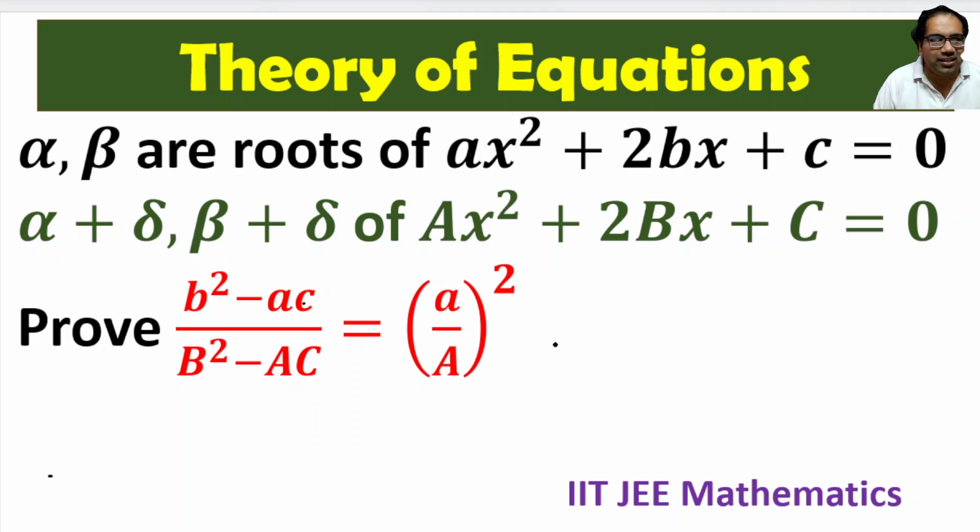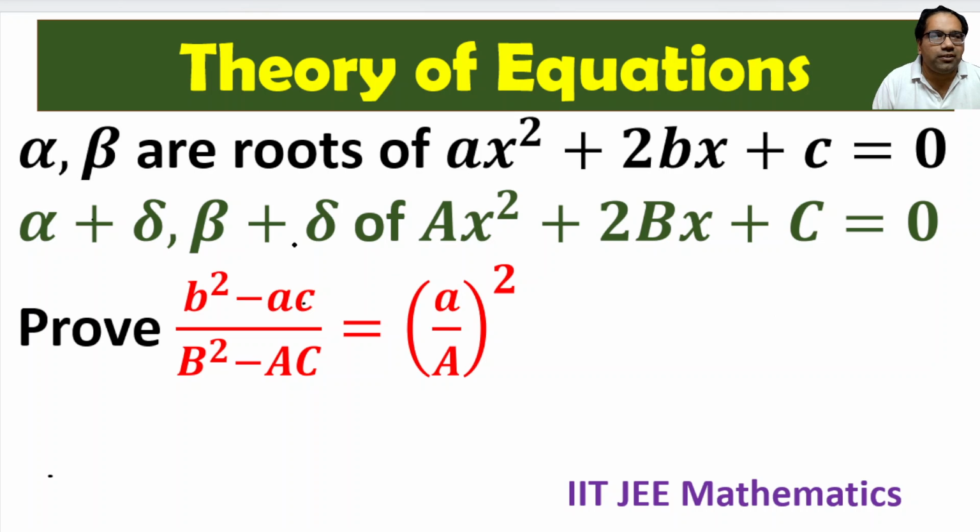Hi friends, here we are given two quadratic equations: ax² + 2bx + 3, both small abc and capital ABC. Now we are given that alpha, beta are roots of this equation, and alpha plus delta and beta plus delta are roots of this equation.